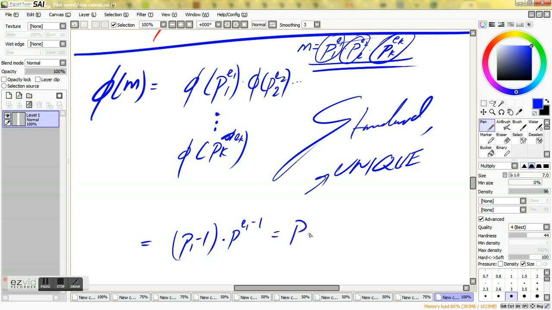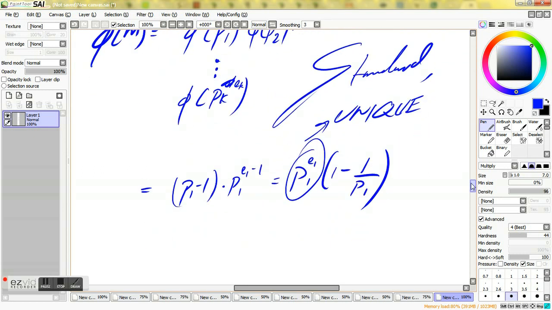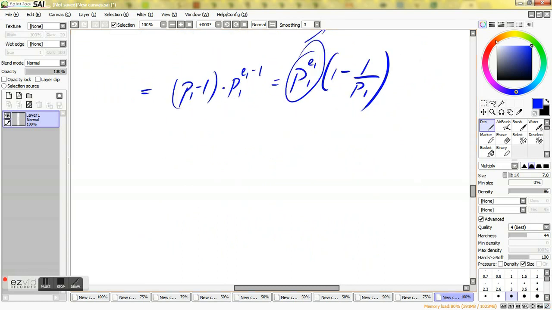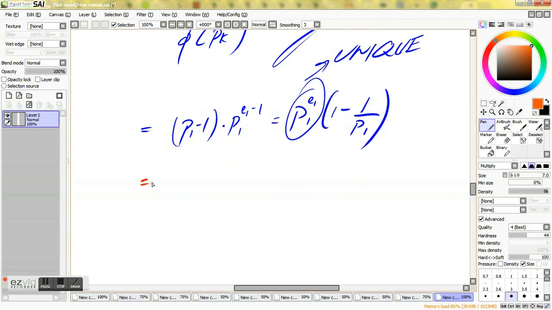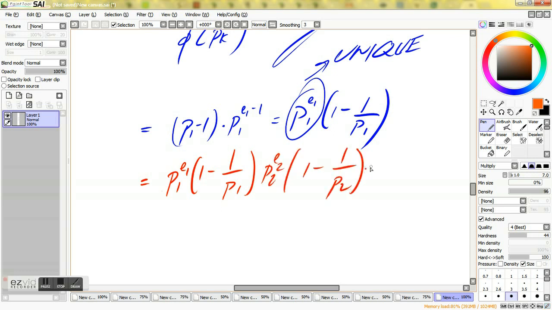And a much nicer way of writing this is p1 to the e1 times 1 minus 1 divided by p1. And upon multiplying this, you can show that this is indeed the case. And there's a reason we're factoring out p1 to the e1, and you'll see why in a minute. So applying this to every single prime to the exponent, we get that phi of m is equal to p1 to the e1 times 1 minus 1 over p1 times p2 to the e2 times 1 minus 1 over p2 all the way up to pk to the ek times 1 minus 1 over pk. Sorry if that's not clear. It should be p sub k to the e sub k.